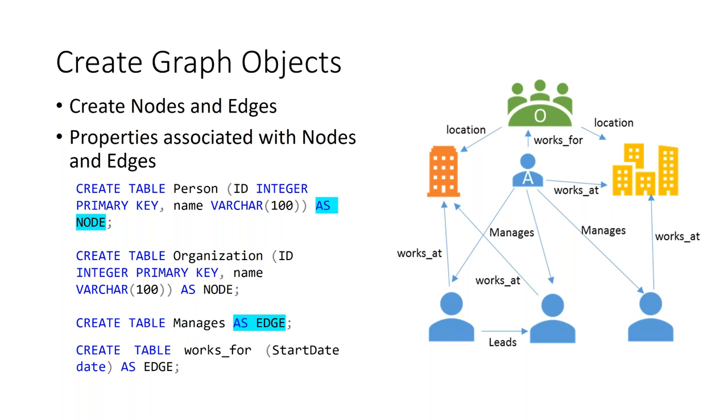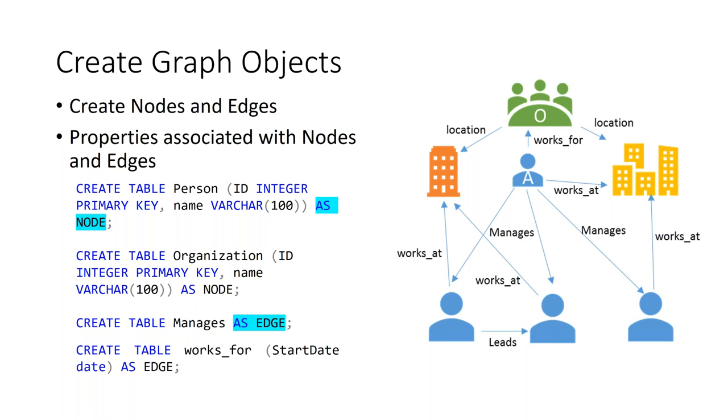But one point to note here is that when you create an edge table, you don't specify the types of nodes this edge is going to connect. Only when you start inserting data into the edge table do you define at that time which nodes a particular edge is going to connect. Makes sense. And that goes back to the point you made earlier about there being one graph per database. Yeah, there's one graph per database.